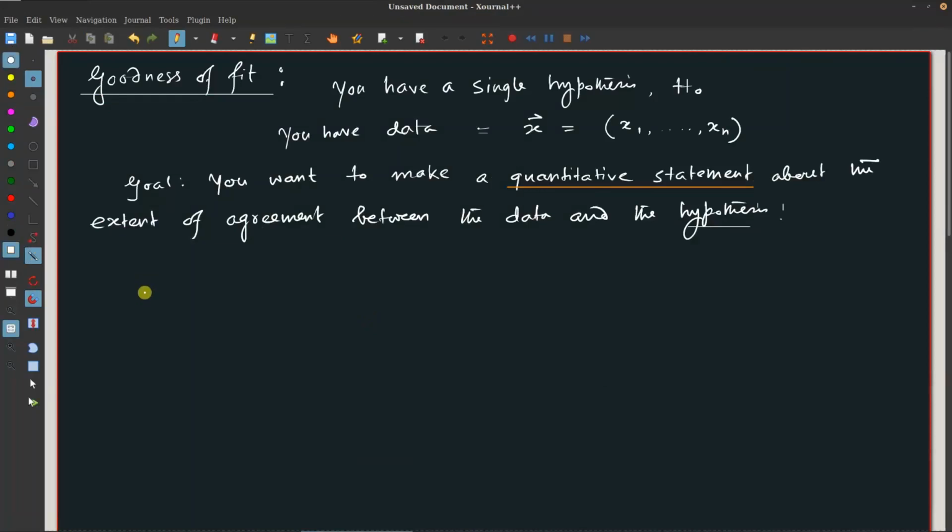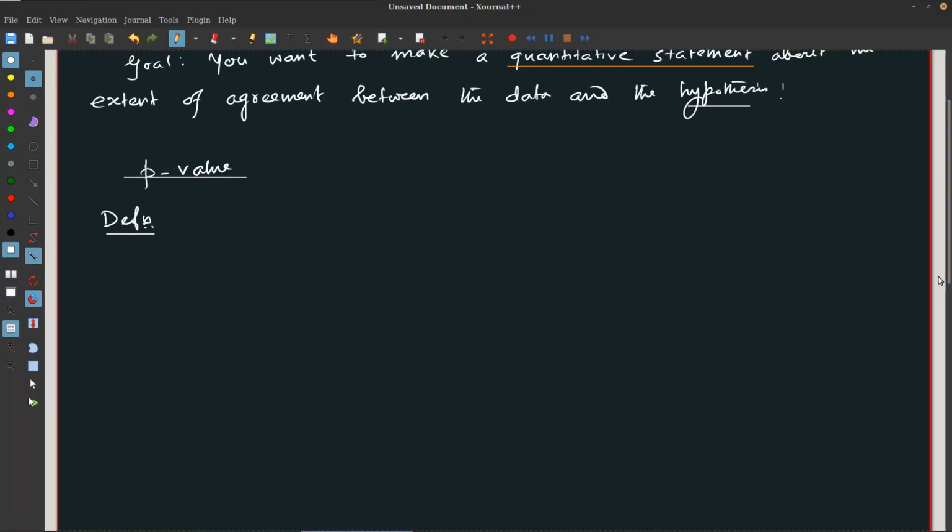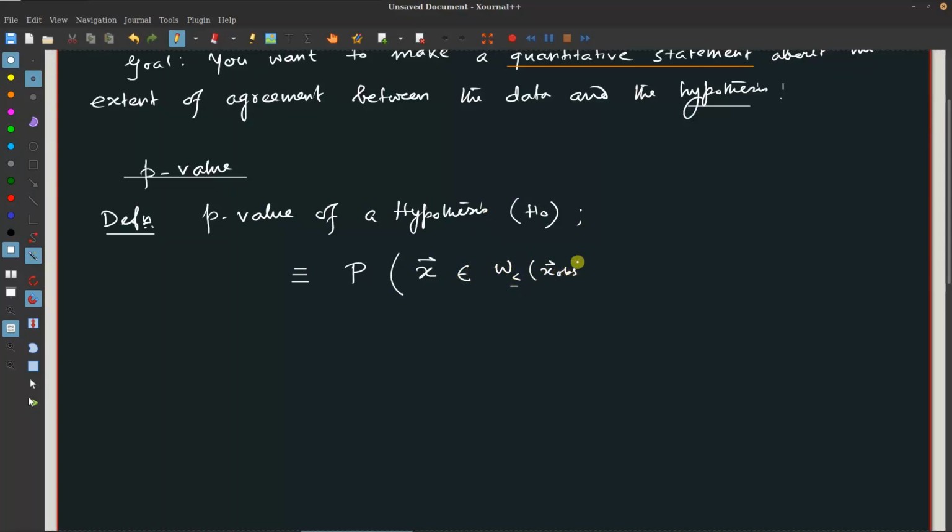The way we define it is by defining something called a p-value. So the definition: the p-value of a hypothesis, that is H0 here, is equivalent to the probability of finding the data as bad as the observed data, or even worse, given the hypothesis is true.